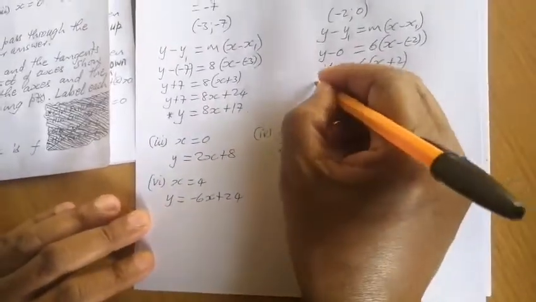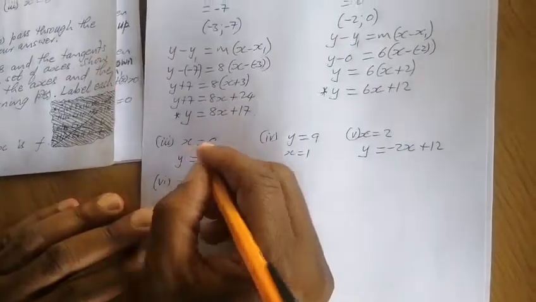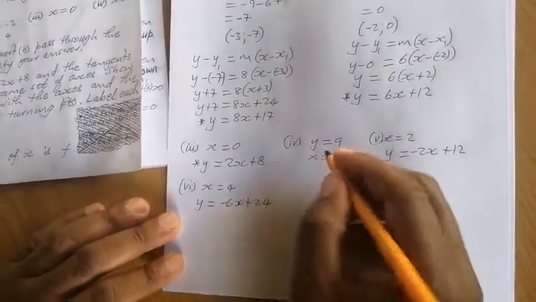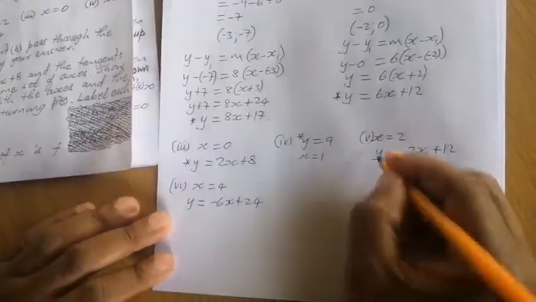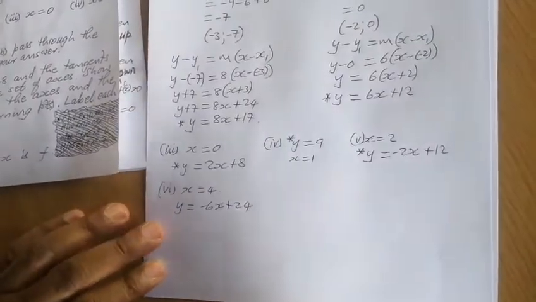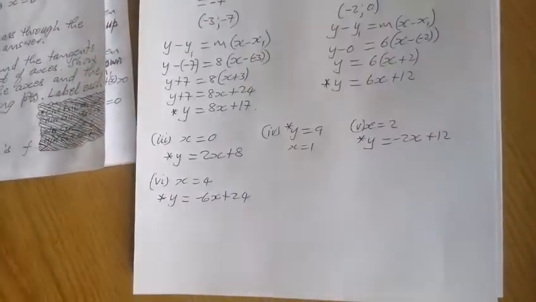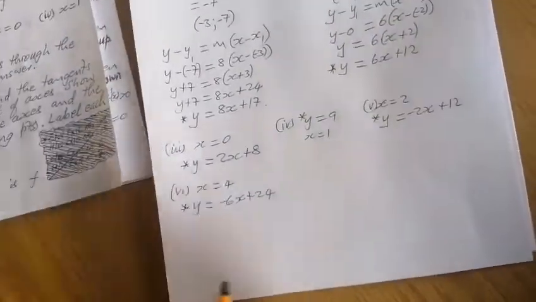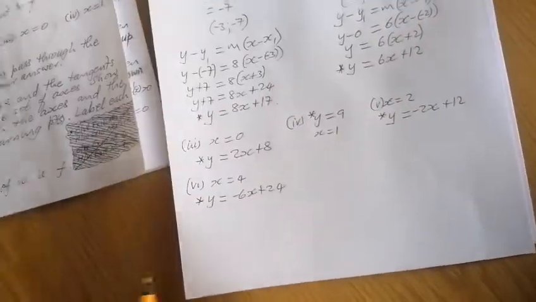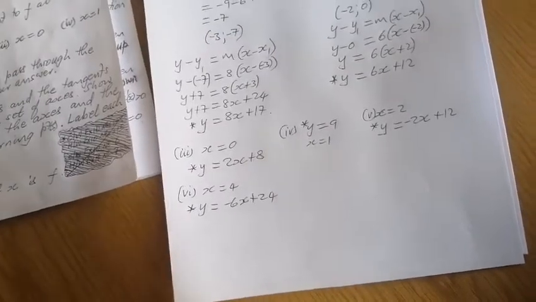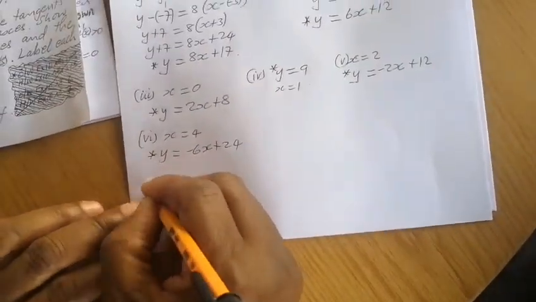I'm putting a star just to show you where the equations are. The equations through a certain point on the curve. Wherever I put a star, these are our equations. That was part B. Now we are looking at part C.